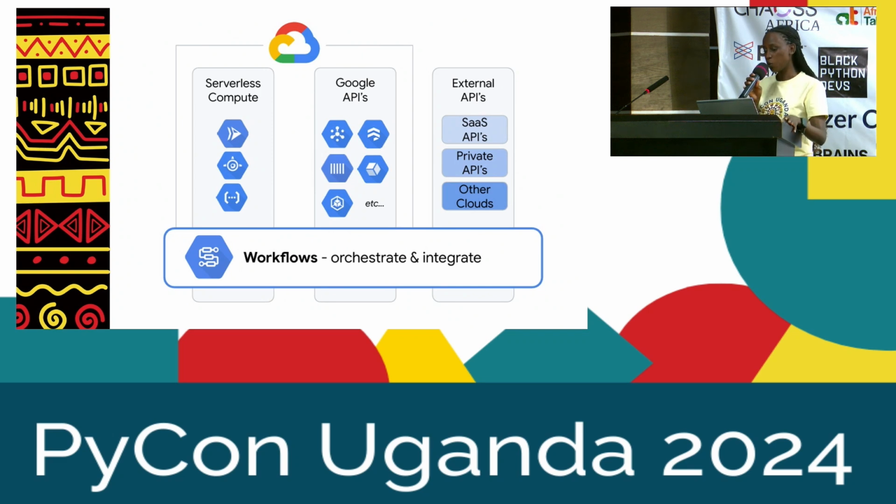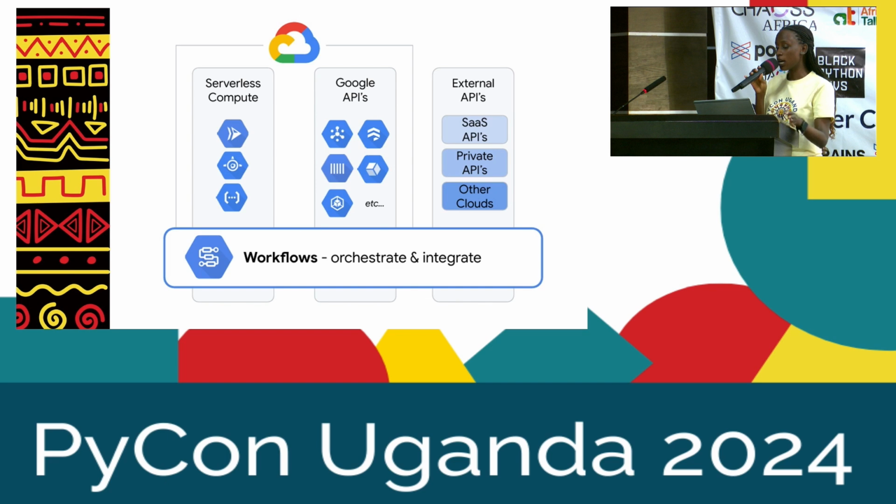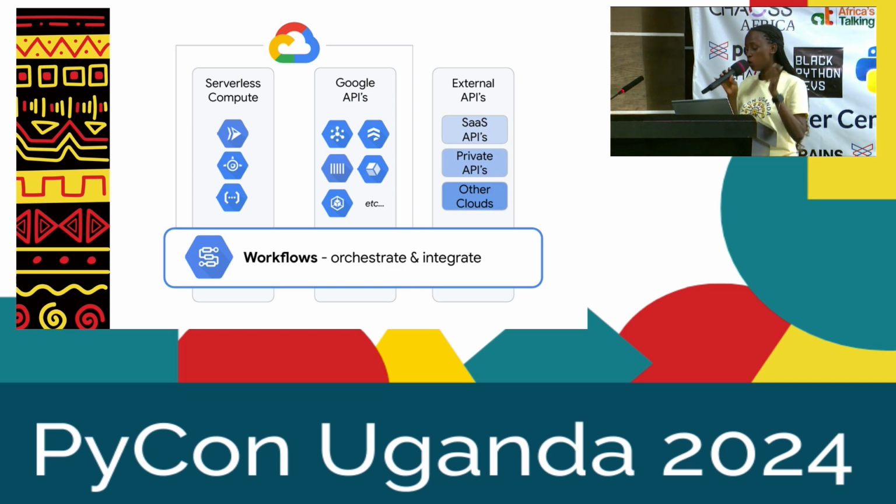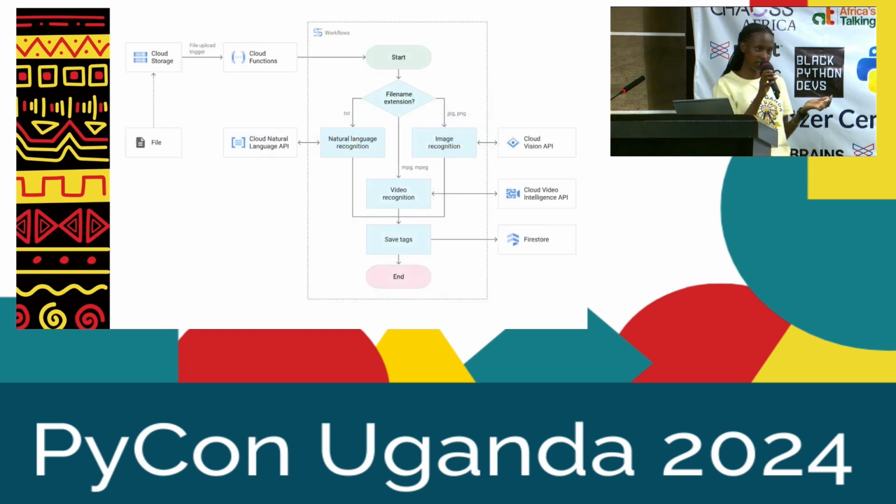So how it works together with the serverless compute. You can connect it to various services on the cloud. You can connect it to Cloud Run, to App Engine, to Cloud Functions, and you're connecting it to your workflows. You can also connect Google's APIs and also external APIs, as we are going to see, if the internet allows.